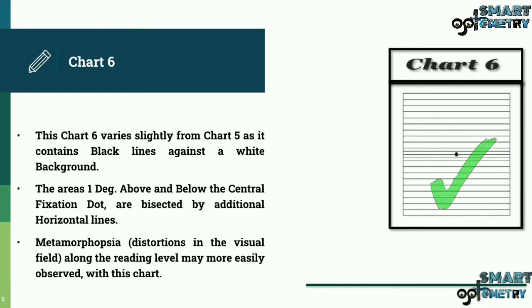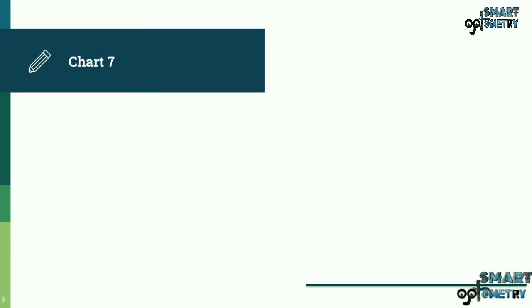Here you can see the Amsler's grid with a white background and black lines imprinted on it. The areas 1 degree above and below the central fixation dot are bisected by additional horizontal lines.